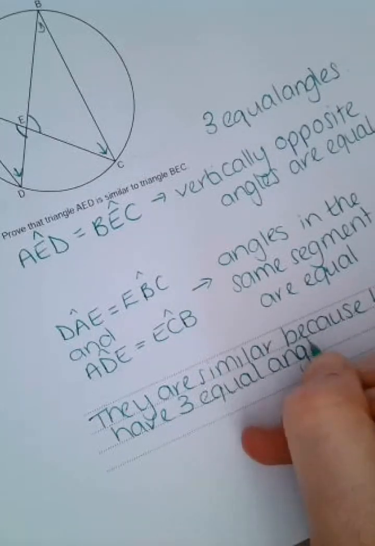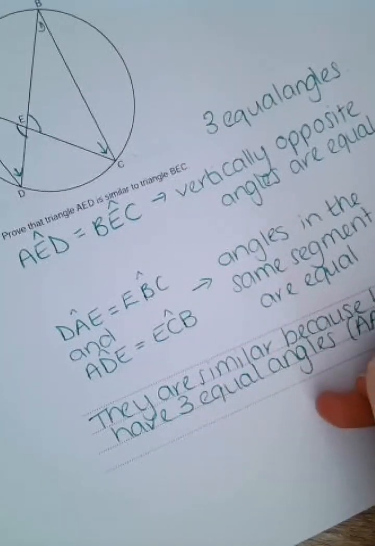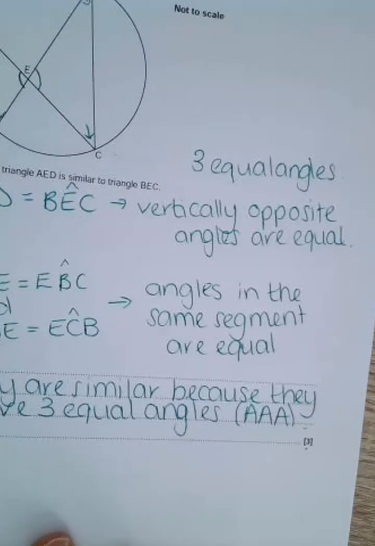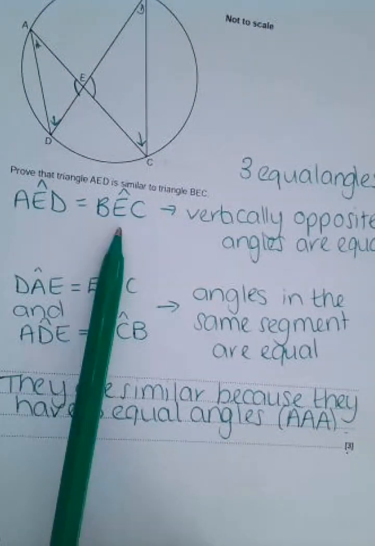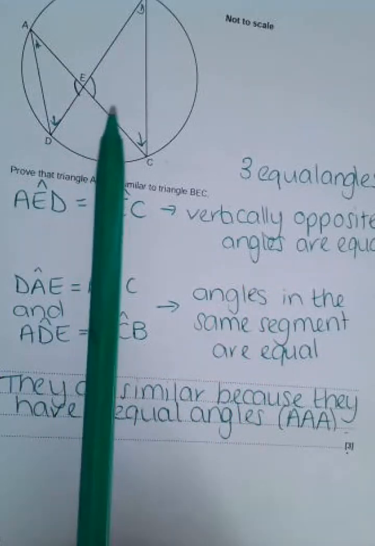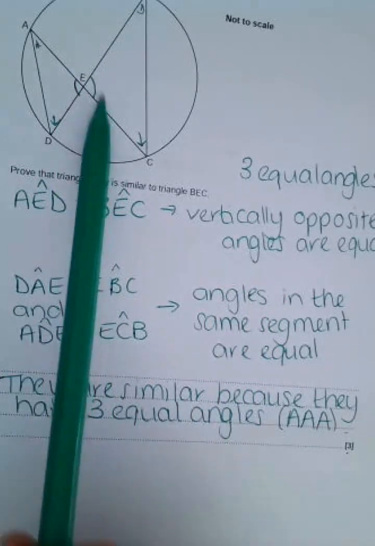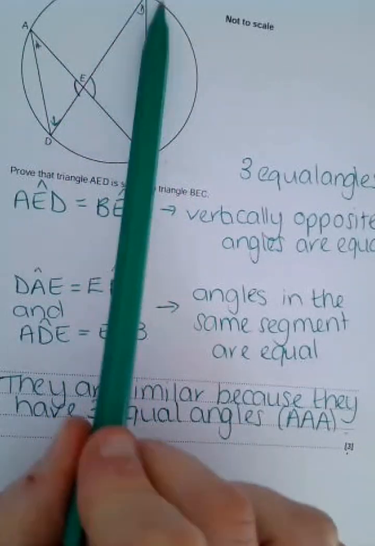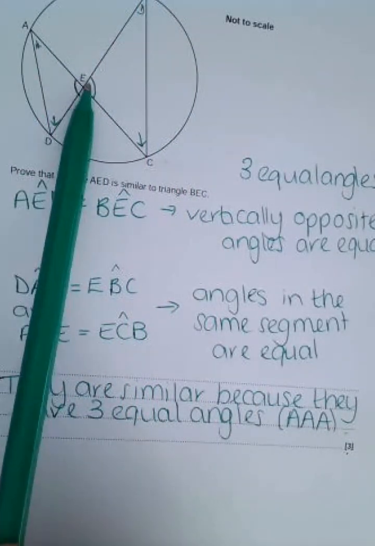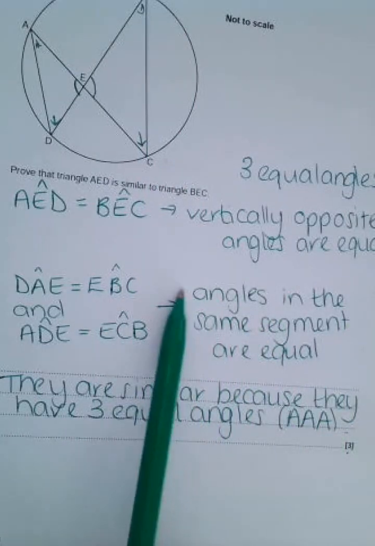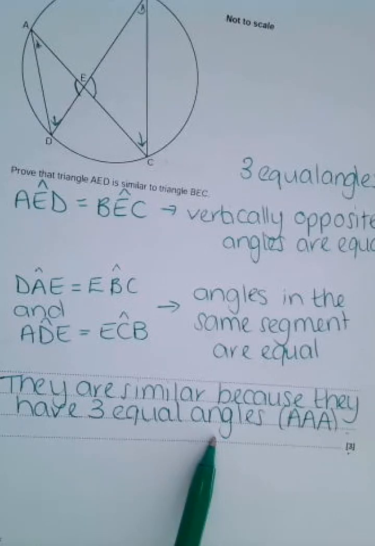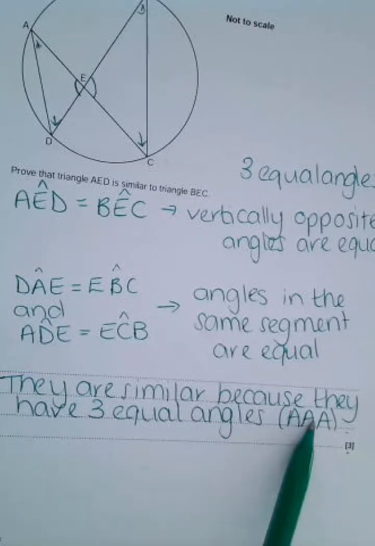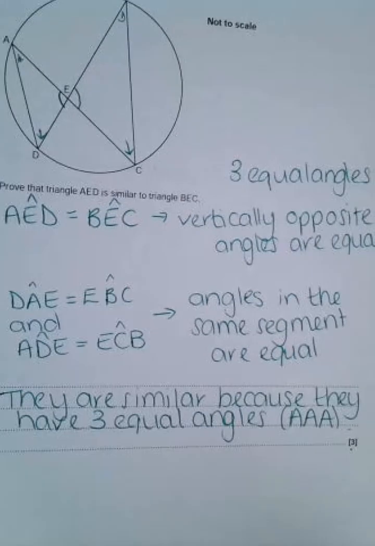Equal angles. You can just say angle, angle, angle, like when you do the triangles. There we go. So AED is equal to BEC because they are vertically opposite. DAE is equal to EBC, and ADE is equal to ECB, and that's because angles in the same segment are equal. And then final mark, they are similar because they have 3 equal angles, 3 corresponding equal angles. Angle, angle, angle. Okay, let's have a look at question 14 now.